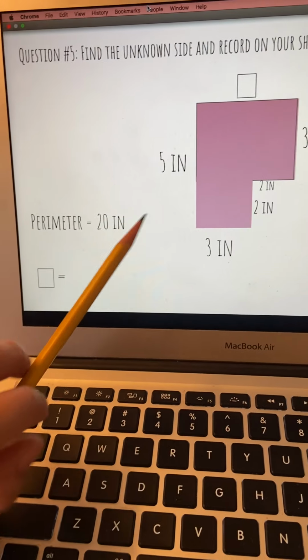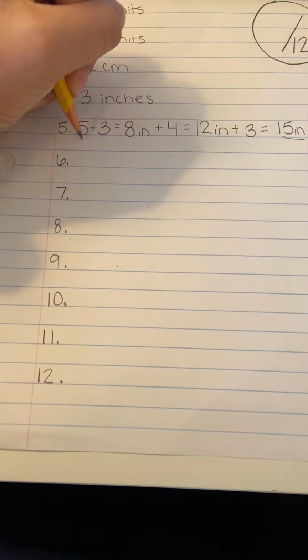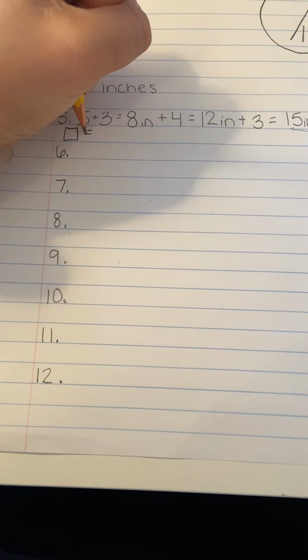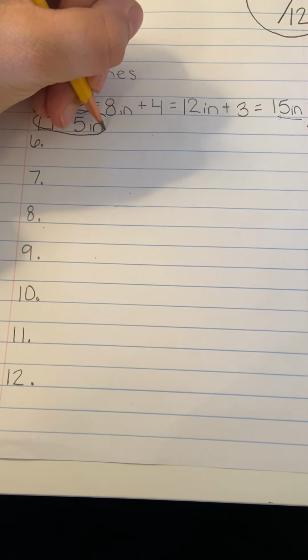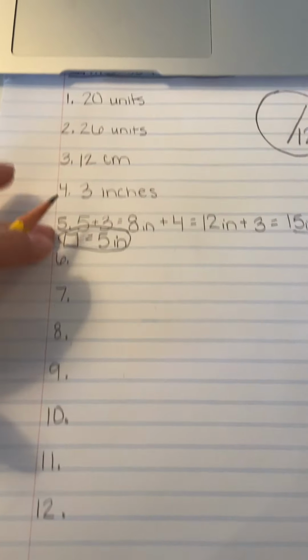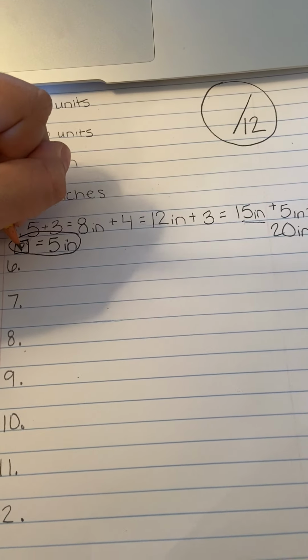So if I'm solving for the unknown, my answer is not going to be 20 inches. My answer is going to be that the box is equal to 5 inches. I'm going to circle it because I have a lot of work shown there. Okay, so the unknown, question mark or box, unknown, whatever you want to call it, is 5 inches.